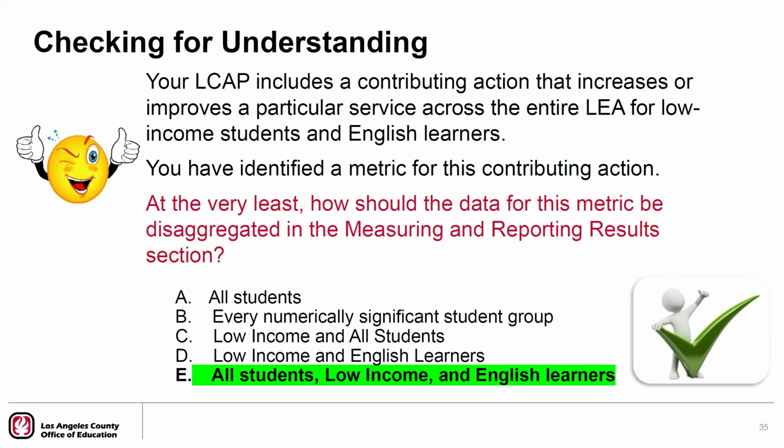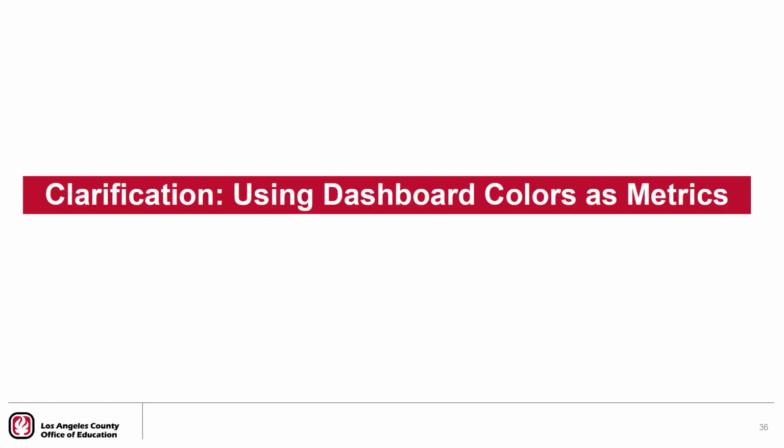And this ensures that when you determine the action's effectiveness next year around this time in the goal analysis section, prompt three, you will be able to determine if the action is increasingly improving outcomes for your unduplicated student groups as compared to all students. Once again, thank you for your participation and your attention. And next up, let's welcome Evan Bartelheim.